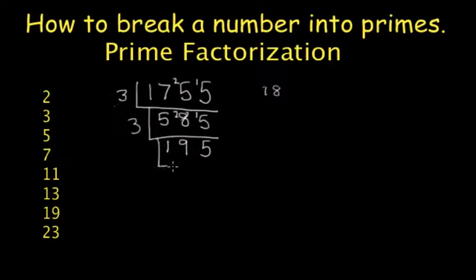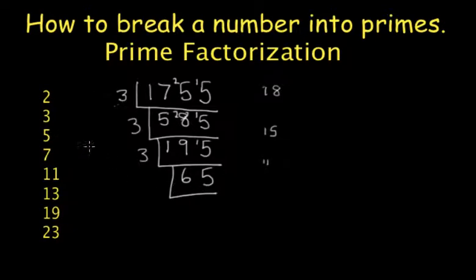Check once again for divisibility by 3. 1 plus 9 is 10, plus 5 is 15. 15 is divisible by 3, so 195 is divisible by 3. 3 goes into 19, 3 times 6 is 18. That would be 1 left over. 3 times 5 is 15. Okay, 6 plus 5 is 11. So that's not divisible by 3.